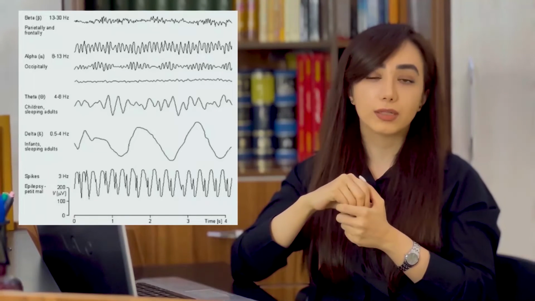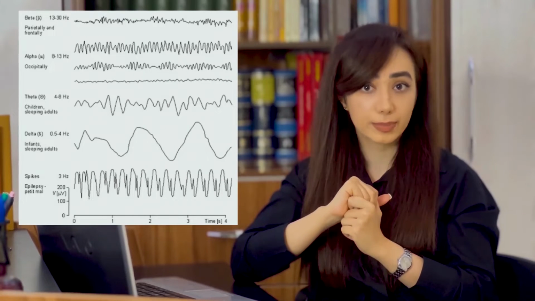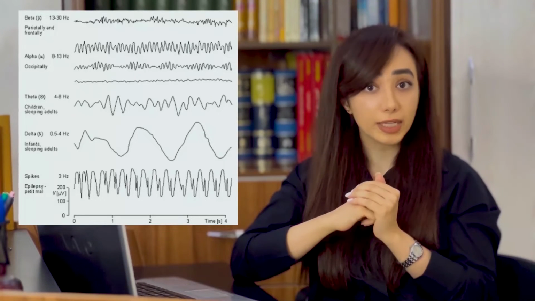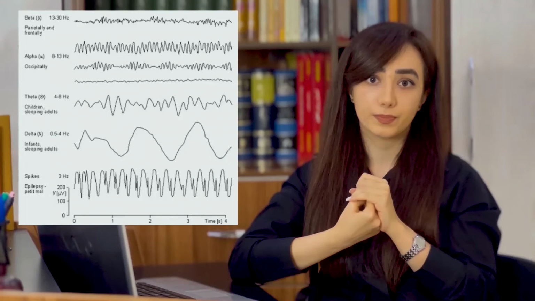The second one, alpha. The alpha waves have the frequency spectrum of 8 to 13 Hz, and can be measured from the occipital region in an awake person when the eyes are closed. Alpha brain waves are dominant during quietly flowing thoughts and in some meditative states.